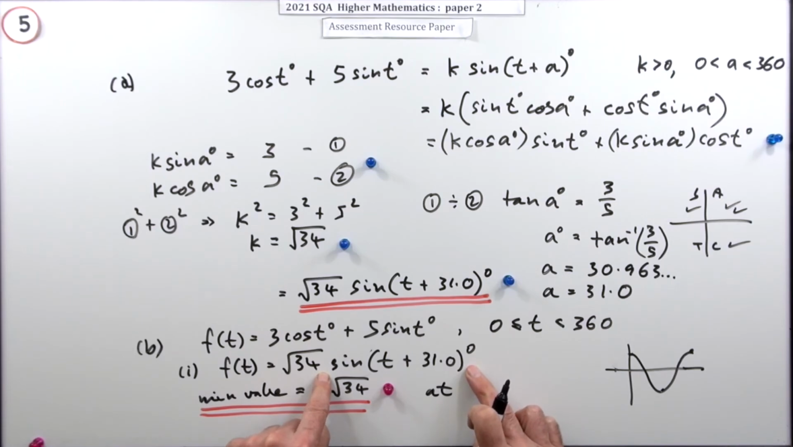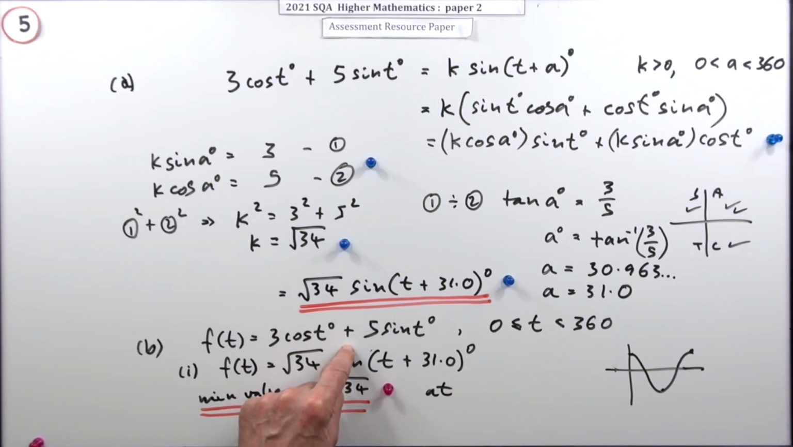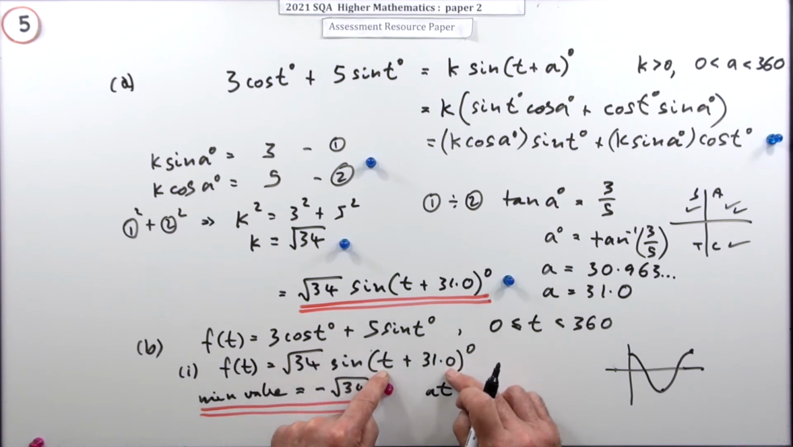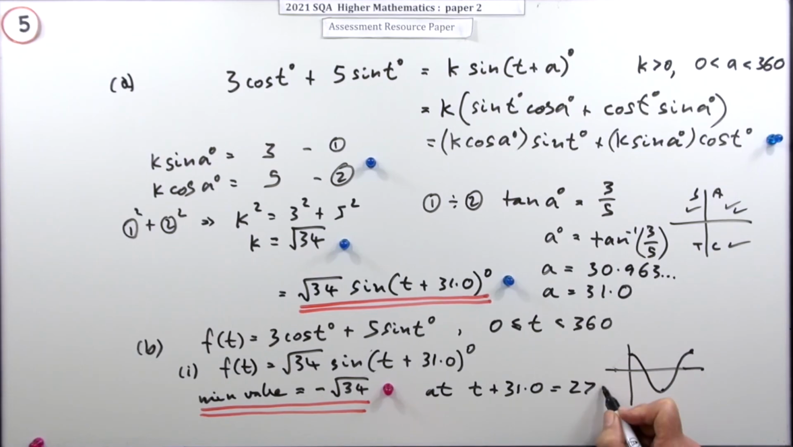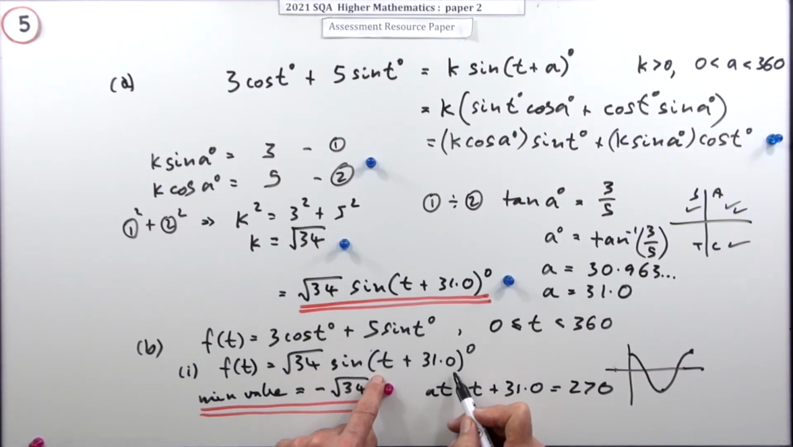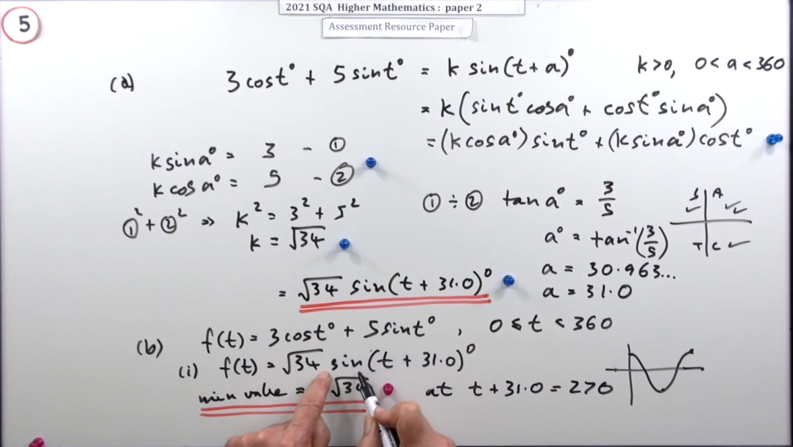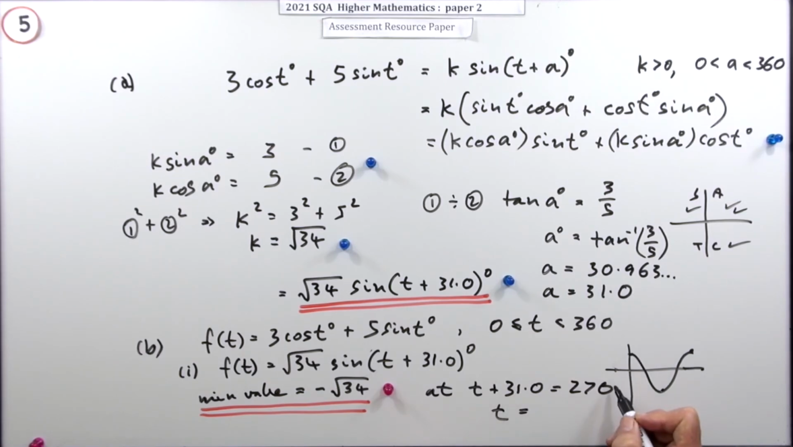And it will happen when the sine's at its minimum. So it will happen when the sine is acting on, now that would normally be 270 degrees, so it will happen at t plus 31.0 equals 270, because that's the value of the angle that makes the sine come to -1. So that means that t equals, so you just take that across and subtract it, so that will be 239.0. I don't need to bother about any inaccuracies because 270 was exact. And that's the last mark, and that was number 2.